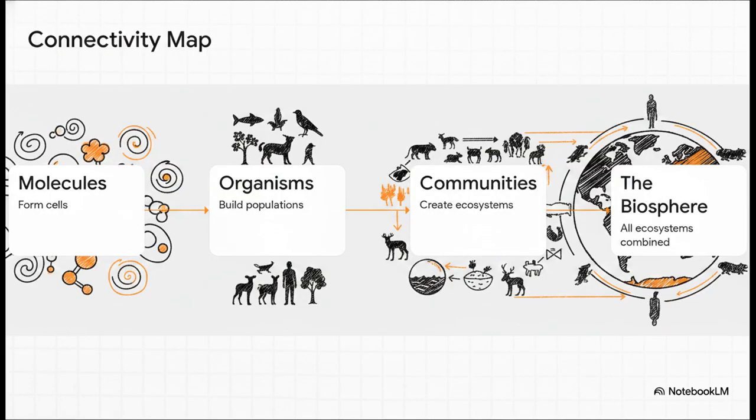Just look at how this all builds on itself. It's like this grand connectivity map of life. We started way down with microscopic molecules forming cells. Then those cells built individual organisms. Organisms of the same kind got together to form populations. Different populations started interacting to create these dynamic communities. Throw in the non-living environment and boom, you get massive ecosystems. And all those ecosystems functioning together as one, that is our biosphere. It's all just beautifully, almost mathematically connected.